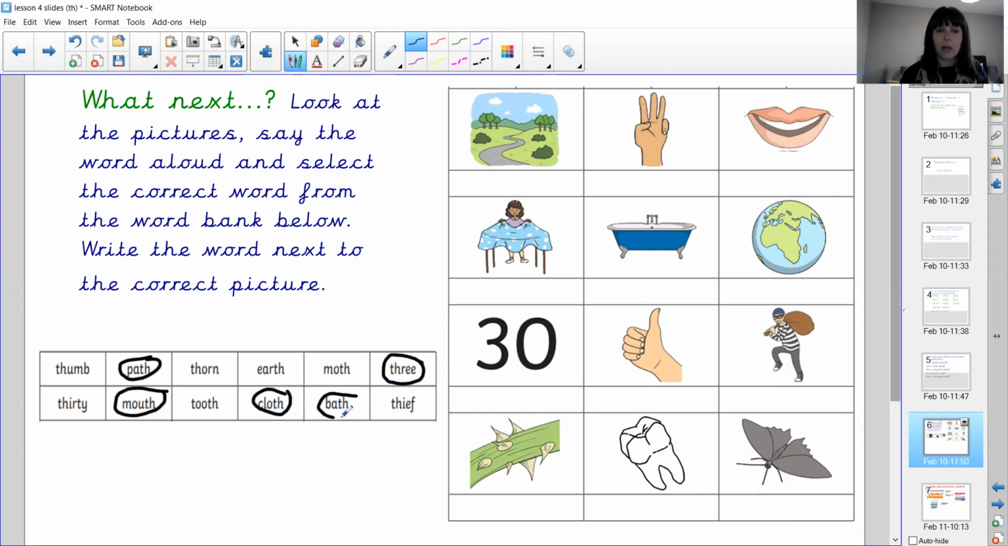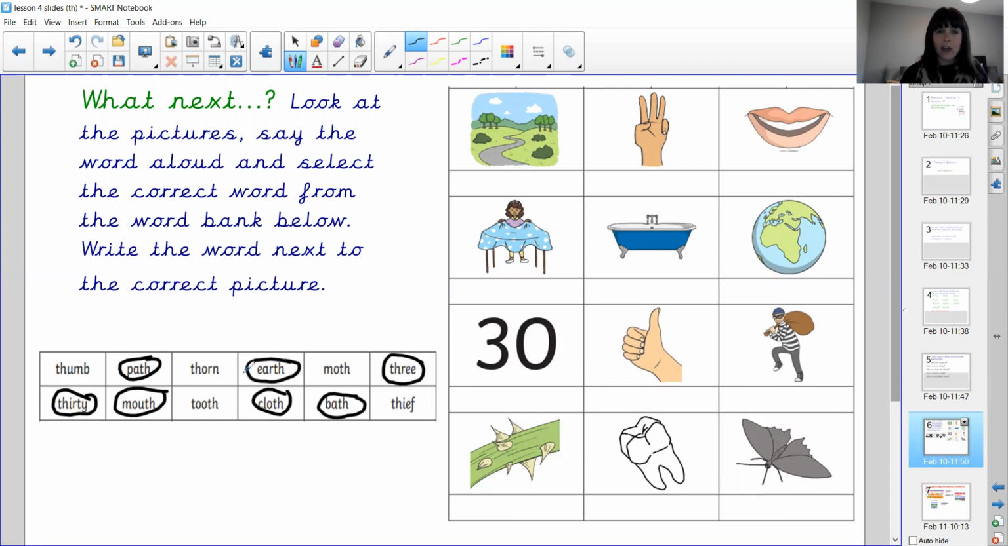And then we've got a picture of a bath. Or some of us say bath. Bath or bath. The next one, we've got the picture of the earth. And again, that sound is at the end of the word. So we can look out for that sound at the end of that word. Next, hopefully you recognise this is the number 30. 30. So it's just about recognising which of those sounds you can hear and making a good guess of which of those words match up.